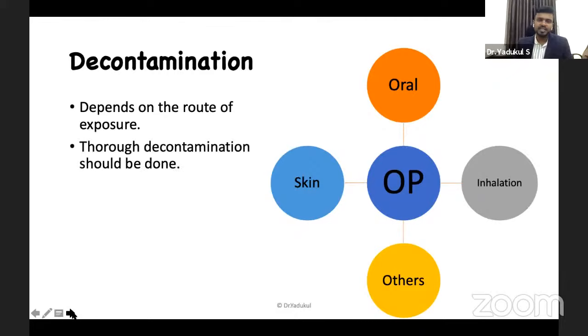Thorough decontamination should be done. Commonly what we follow is, whenever a case of OP comes, even if taken orally, we will remove the clothes and clean the body so that there is no further absorption.